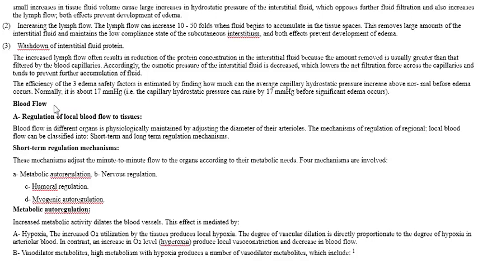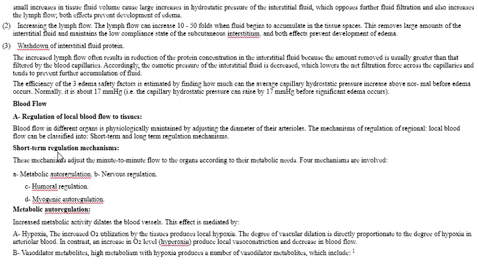Blood flow. This is an important subject that we are talking about: how to regulate the blood flow inside the vessels to the tissue. It is physiologically maintained by adjusting the diameter of the arterioles, which can be dilated or constricted according to the demand. This is very important and can be regulated by nervous or local mechanisms.